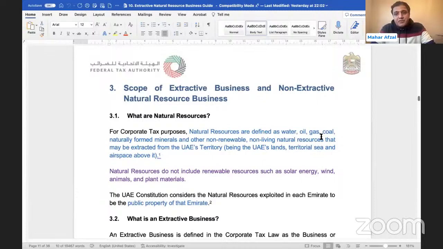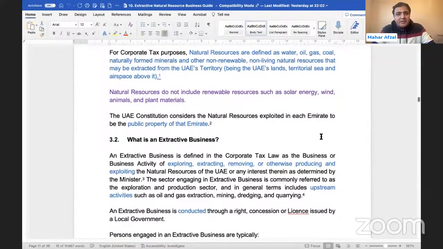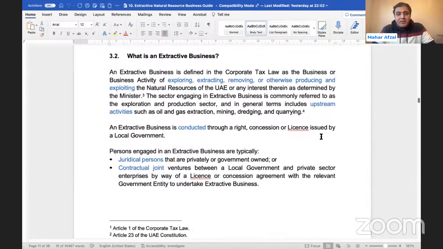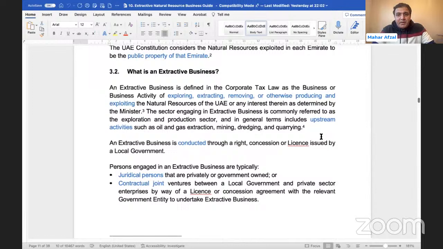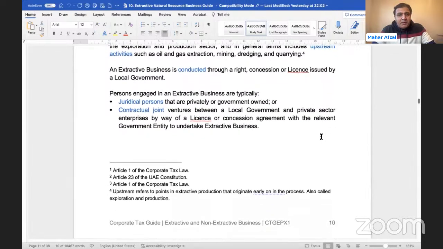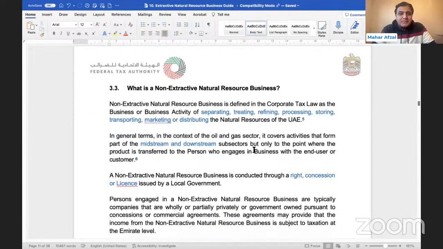This is the guide. In natural resources, we have already discussed what the natural resources are and what is not included in natural resources. What is extractive business? We have already discussed. Non-extractive business, we have already discussed. These activities can be classified as upstream, midstream, downstream, we have already discussed. Important thing: these persons engaged in the extractive business are typically juridical persons and contractual JVs. It says typically, which is the important thing; it is not saying it will always be like this. So usually they will be JVs or juridical persons, not natural persons.